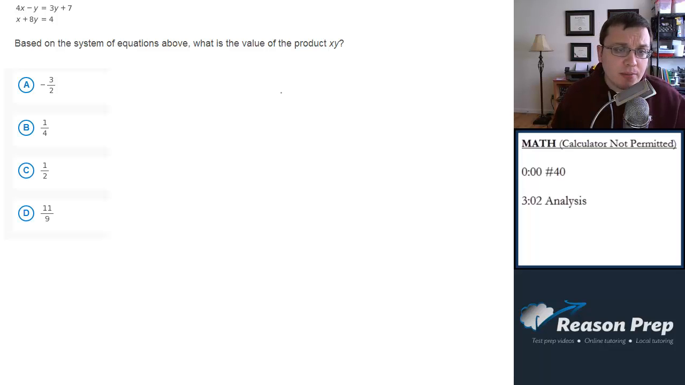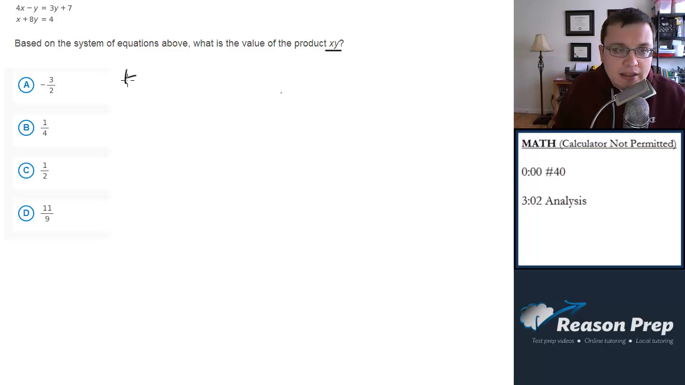Based on the system of equations above, what is the value of the product xy? So remember, we're looking for that product right there. So two ways to do this. One is by substitution, one is by elimination, right? Two standard ways to solve these problems with two equations and two unknowns. So let's do this first by elimination, and then by substitution.